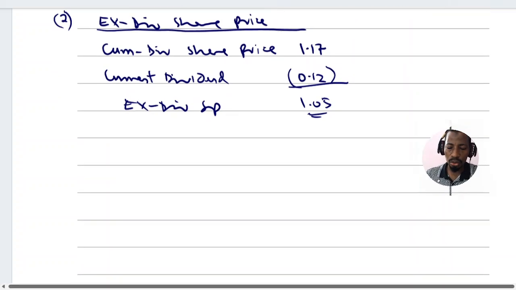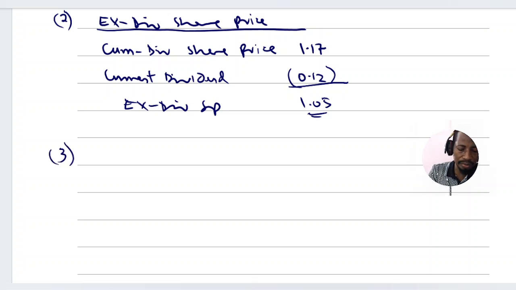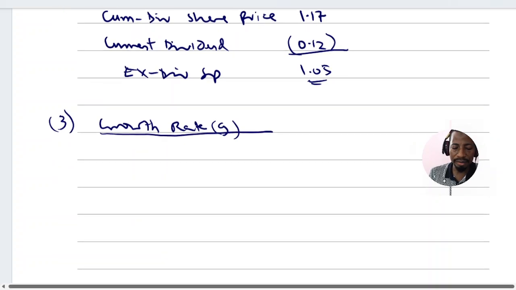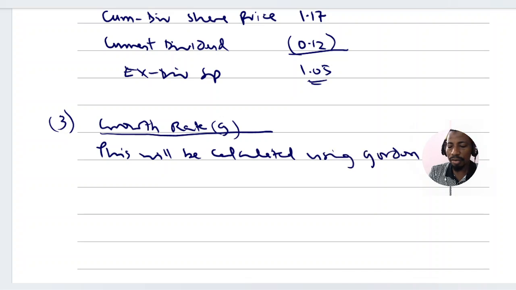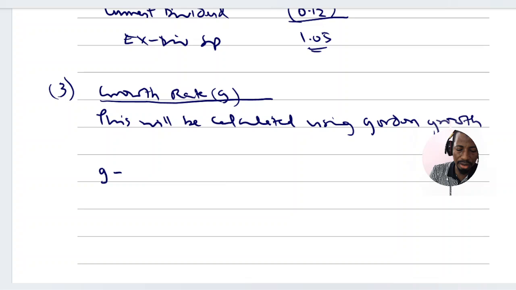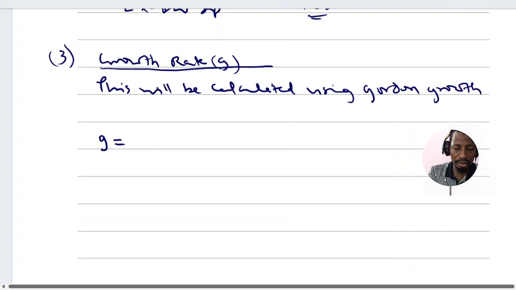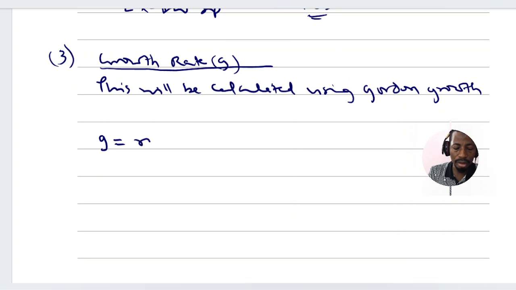So then the next working we are going to do, because in the question we are told that there is growth in dividends, so we need to calculate growth rates. Growth rate, G. This will be computed using the Gordon growth model, because information on earnings and capital employed are given. So using the Gordon growth model, G is computed as the rate of return multiplied by the retention rate.